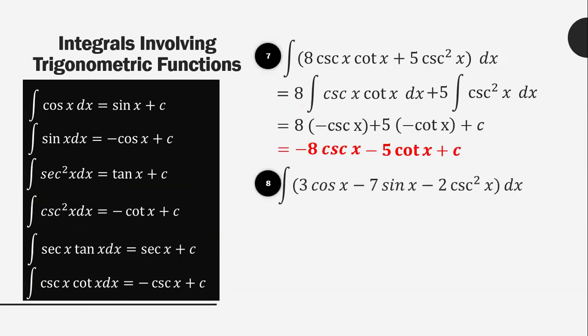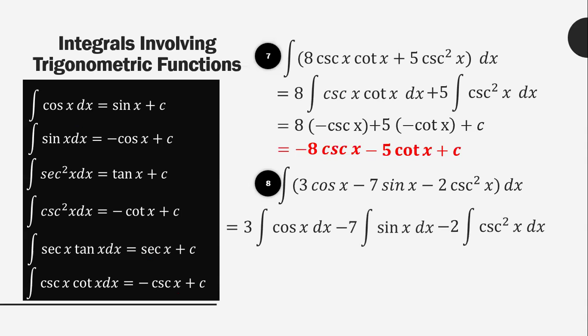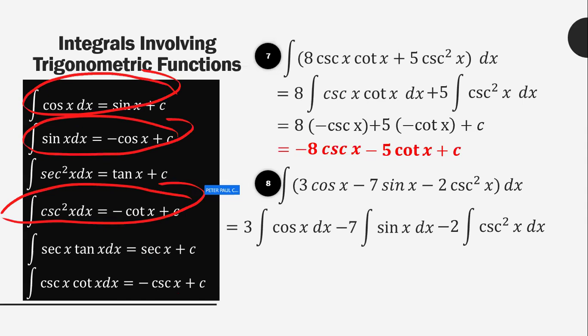Number 8, the integral of 3 cosine x minus 7 sine x minus 2 cosecant squared x dx. So this will be 3 terms: 3 times the integral of cosine x dx, minus 7 times the integral of sine x dx, minus 2 times the integral of cosecant squared x dx. So we use 3 formulas respectively, this one and this one. So it's really necessary for you to memorize the formula.